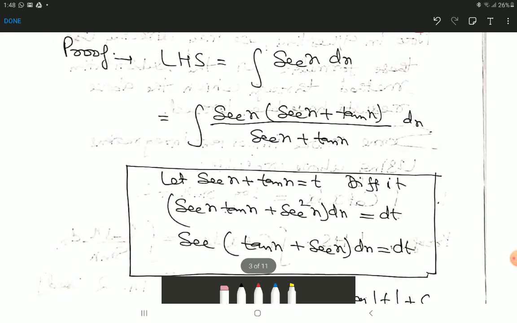It is integration of sec x dx. Sec x may be written as 1 by cos x, but you don't get the shape f dash x upon fx. So we will have to do certain modifications to bring it to the form of f dash x upon fx. For this, I will multiply numerator and denominator both by sec x plus tan x. And now verify that denominator is function and numerator is derivative.